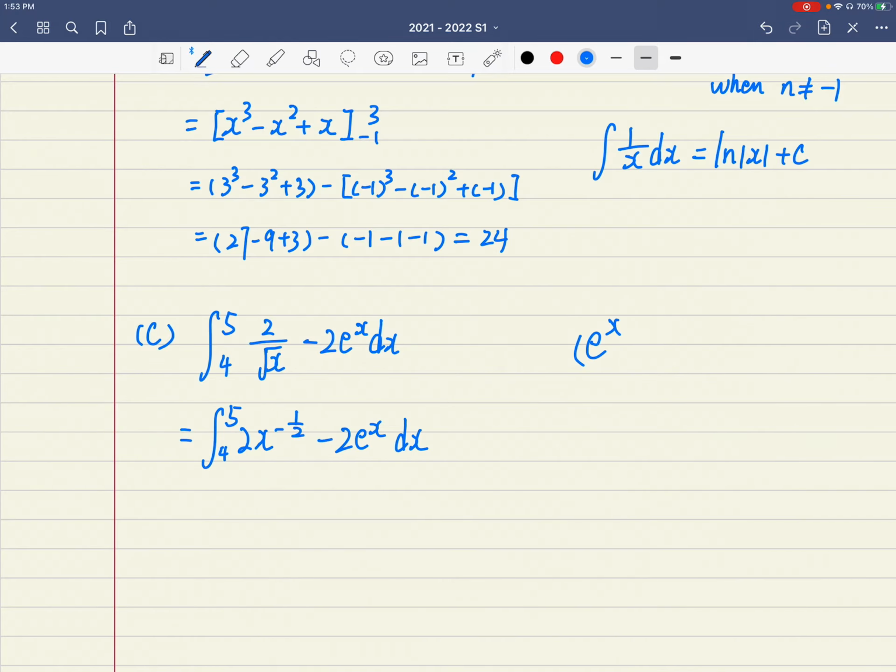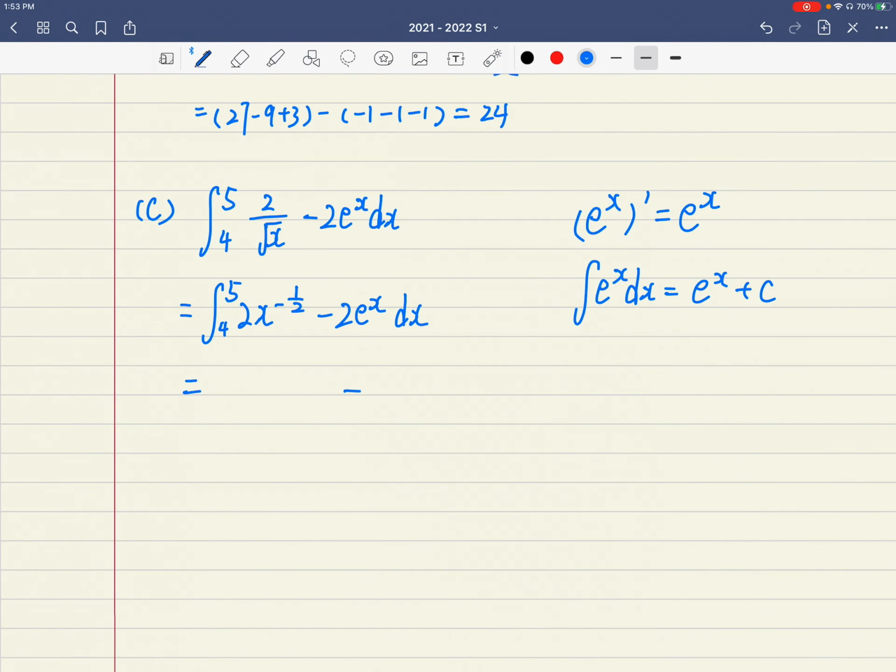First, e to the power of x, the derivative is e to the power of x. So that's why when you integrate e to the power of x, you still get e to the power of x. This part is very easy. It's just -2e to the power of x. The integral is itself. But for this part, x to the power of -half, of course it's x to the power of +half over +half, and here you times 2. Then this whole thing from 4 to 5.